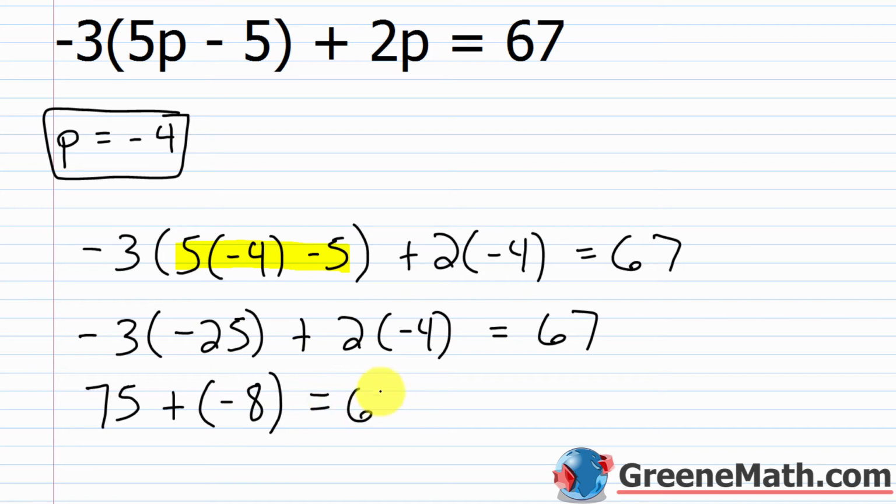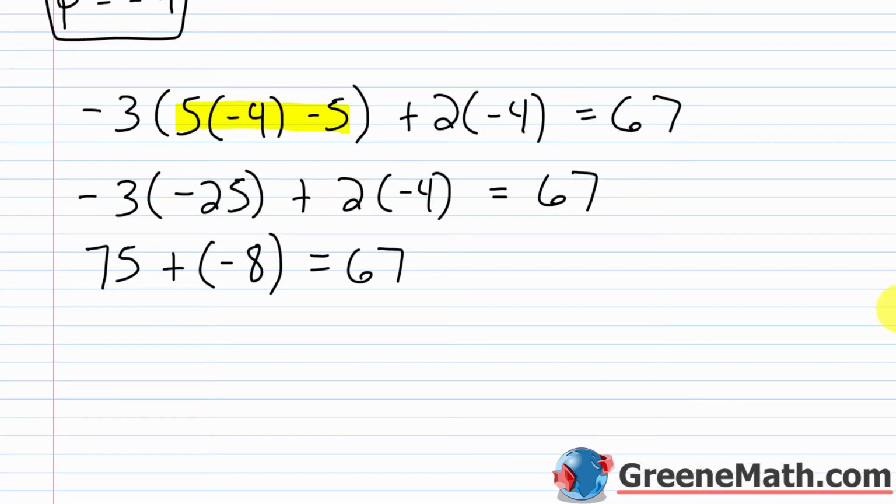And this equals 67. All right, so what is 75 plus negative 8, or what is 75 minus 8? Well, that's going to be 67. So we have 67 equals 67. And so p equals negative 4 is the correct solution.